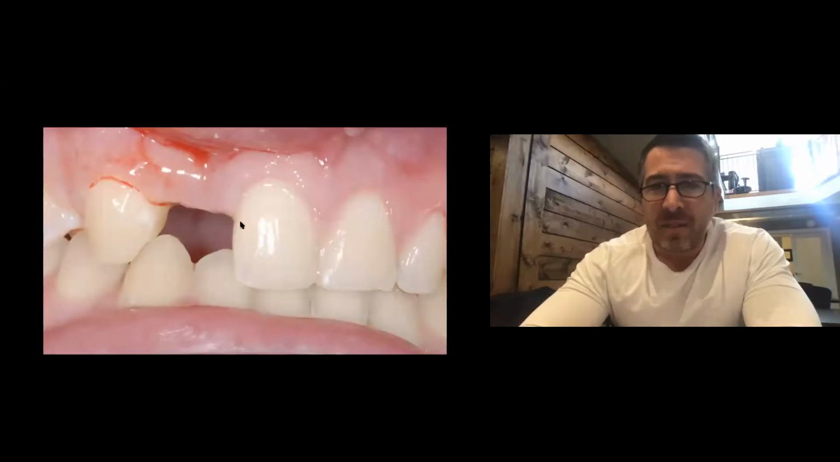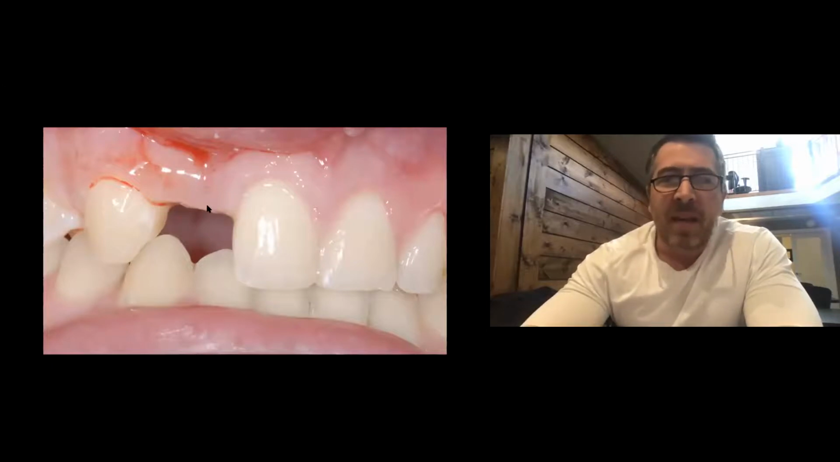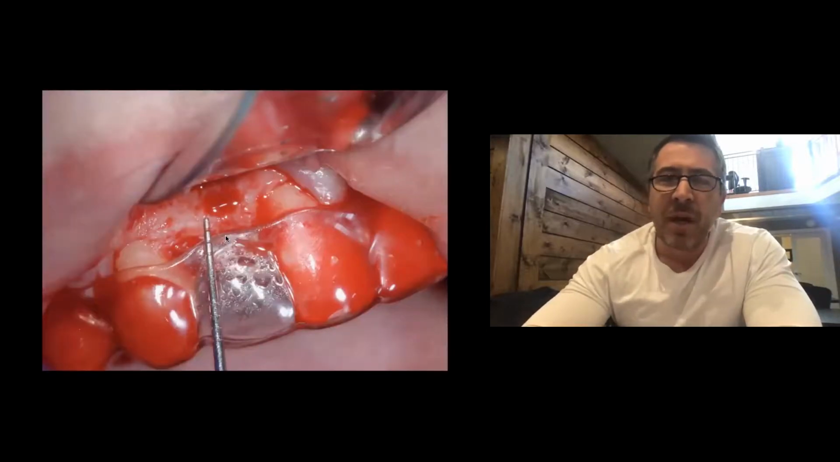So here's a case, photos, we did study models, we had a wax up done of an ideal zenith on this case, and then we made an Essex from it. So at the time of surgery, when we flap the patient, we can measure from the crest of the bone to the zenith, and we need 3 millimeters. So we can see that we need some reduction here.